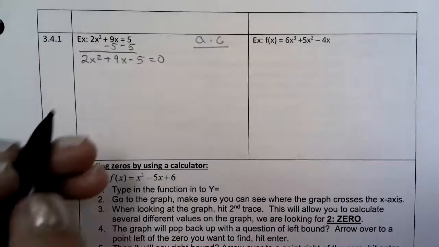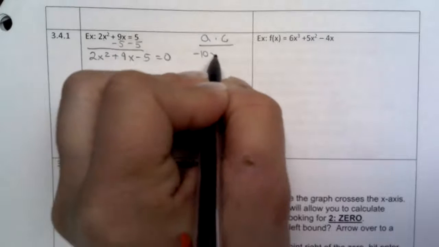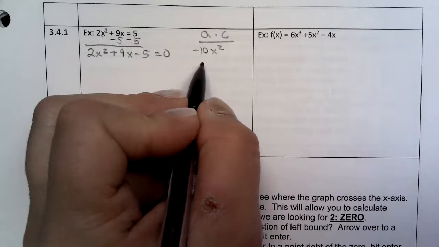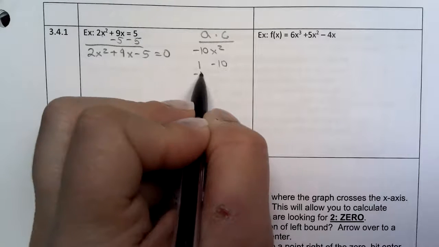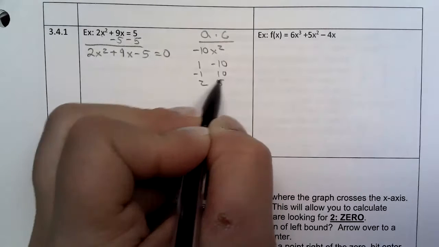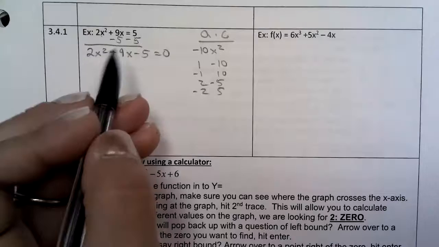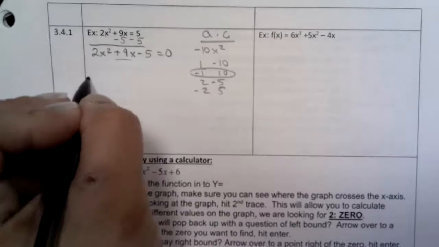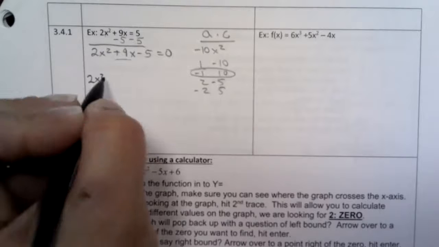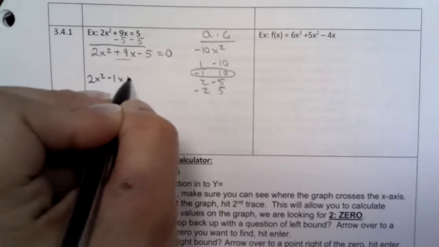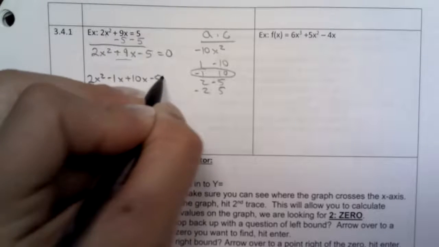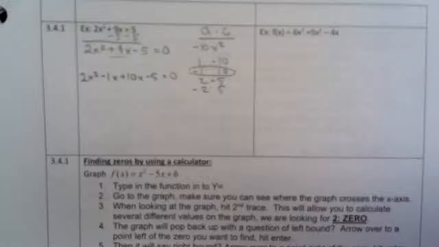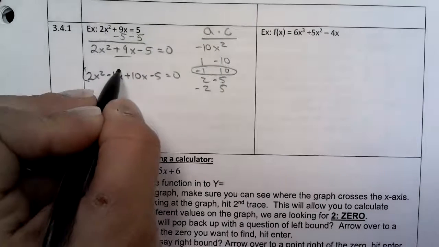So a times c would be negative 10x squared. And then I'm going to find my factors. So 1 and negative 10, negative 1 and 10, 2 and negative 5, negative 2 and 5. Okay, my pair that adds to 9x is this pair right here. So 2x squared minus 1x plus 10x minus 5, equals 0. Let's go on ahead and finish factoring it.